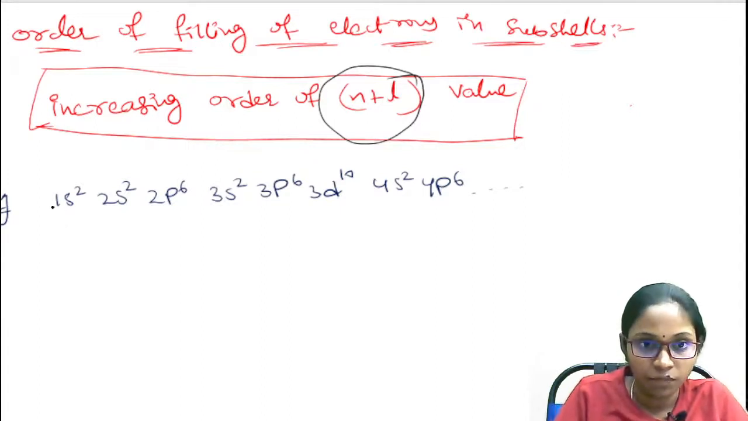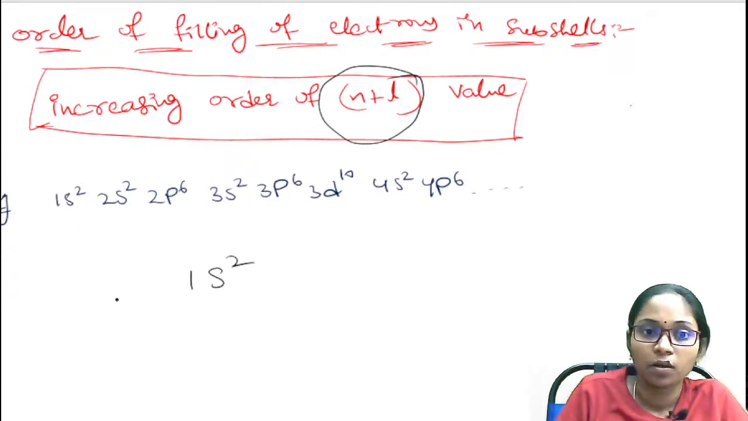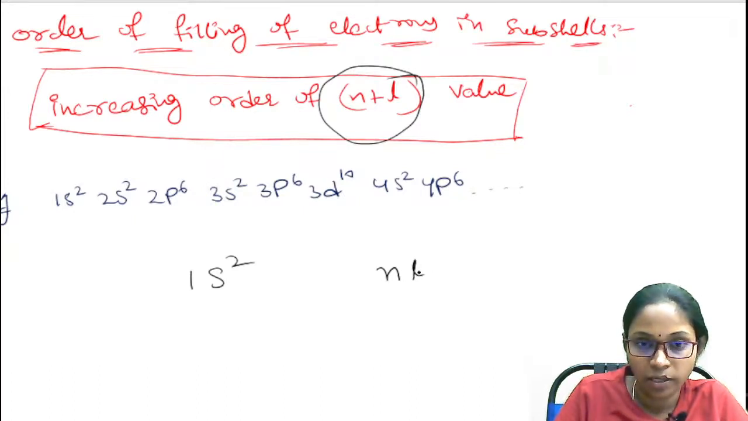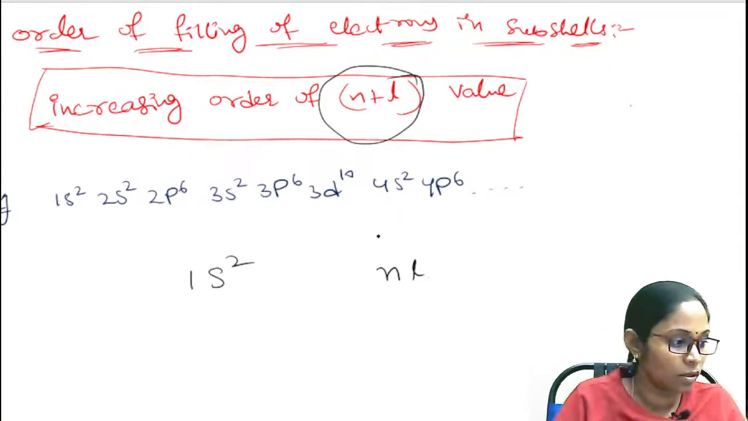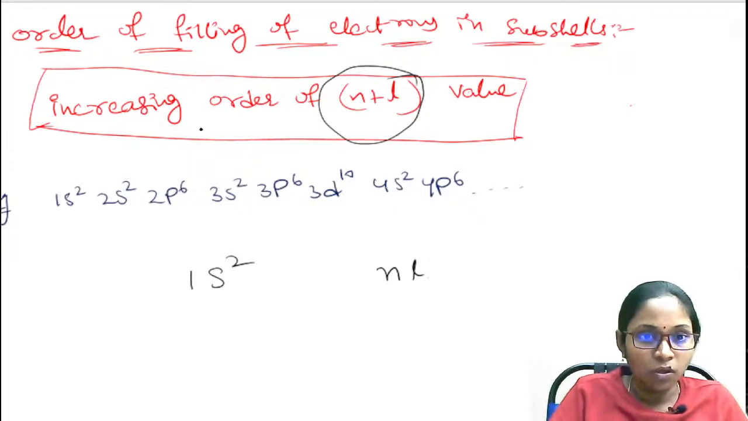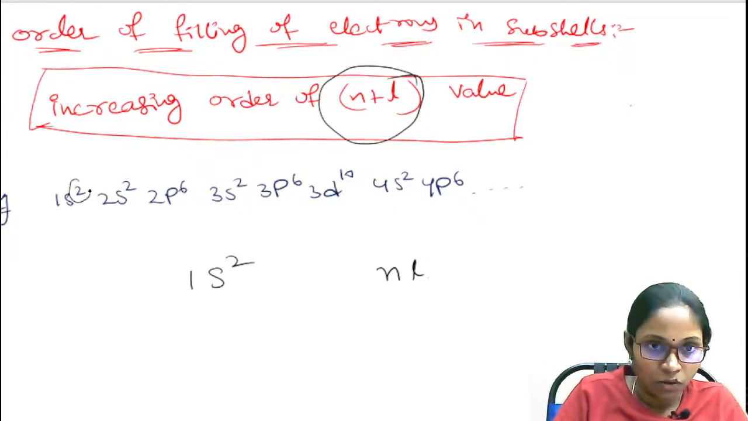For example, for n equals 1, here I have written 1s square. 1s square is nothing but n into l, nl, not n into l. You have to take nl. So I'm not giving the idea of powers.